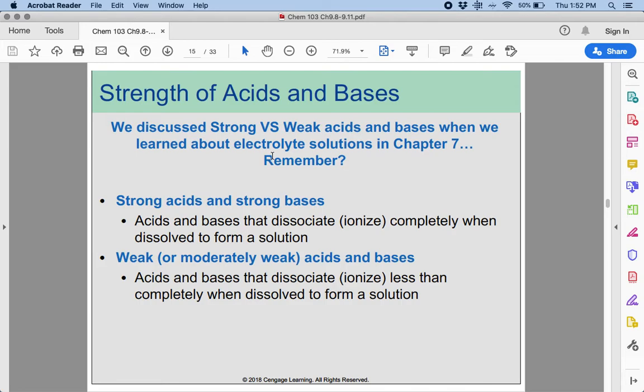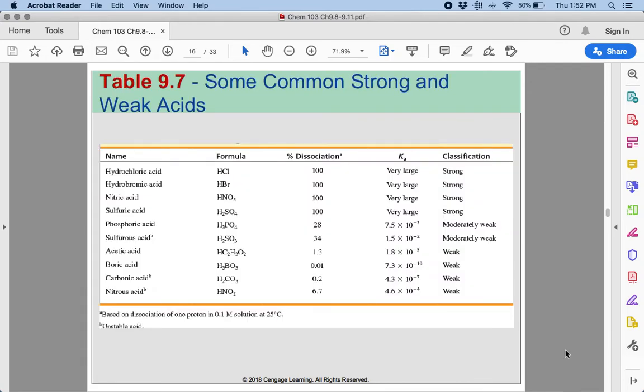We discussed strong versus weak acids and bases when we were talking about our electrolyte solutions in Chapter 7. So I'm just very briefly going to go through this again. Remember that our strong acids and bases, the definition for them is strong acids and bases dissociate 100%, right? So we get complete ionization. Weak acids and bases only partially dissociate.